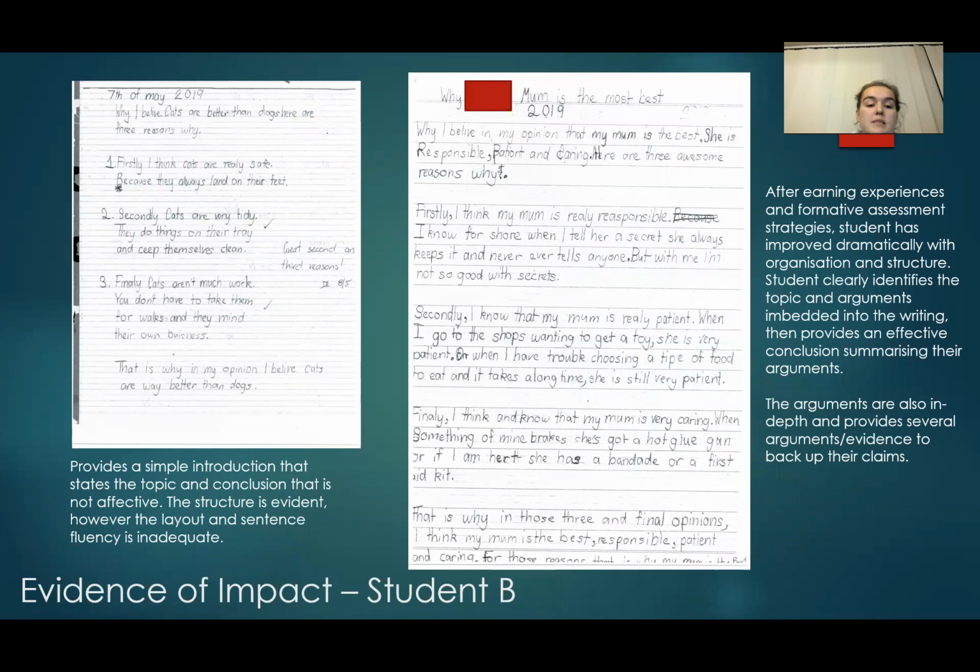So from the beginning, they provide a simple introduction that states a topic and a conclusion that is not effective. It's just simply rewriting what they wrote at the top. The structure is evident, however, the layout and sentence fluency is inadequate. It's lacking. After the learning experience and providing them with a topic that they were actually interested in, you could tell their improvement dramatically, and providing them with little resources to help with their sentence structure and fluency is really, really helpful. The conclusion in this one is actually really well written compared to their final assessment, which is concerning.